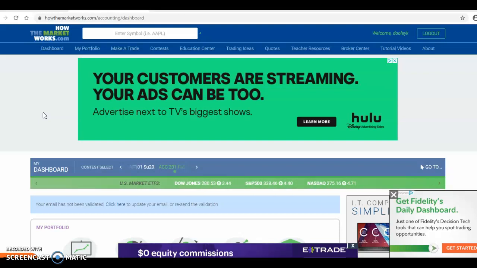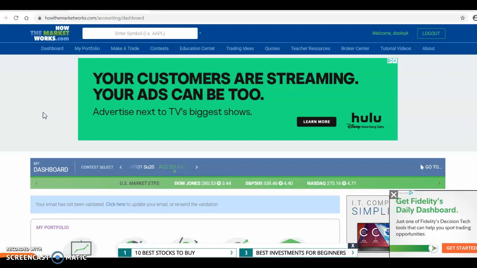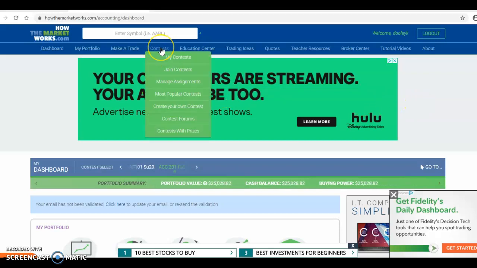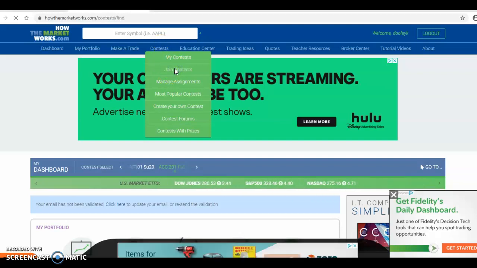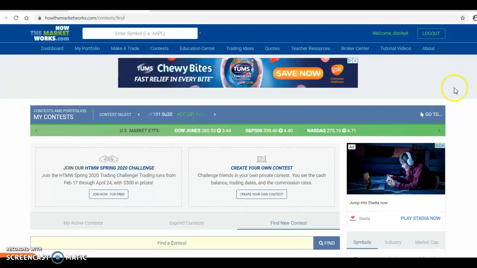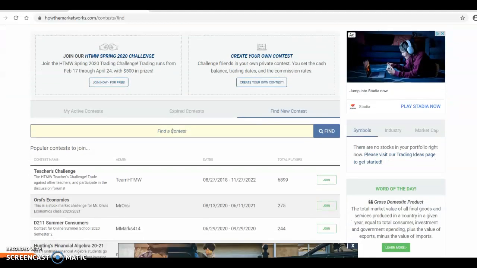However, that's not the game that you have to play for class, so that's just something you can use on your own. Once you are in, you need to join that contest. So you can go into contests up at the top and click on Join Contest. Okay, and there's other ways to get to it too.